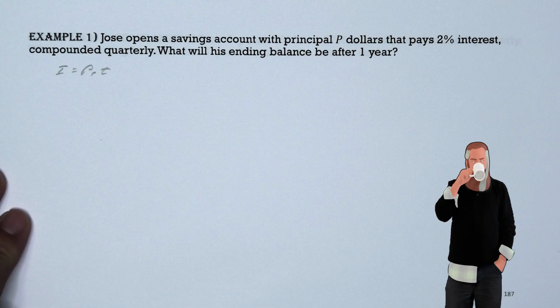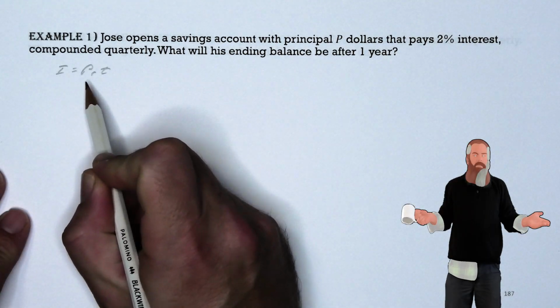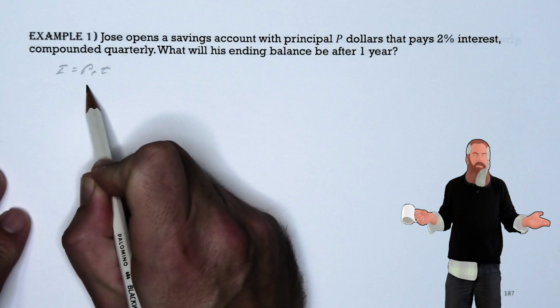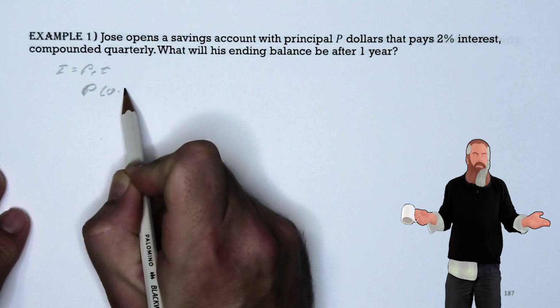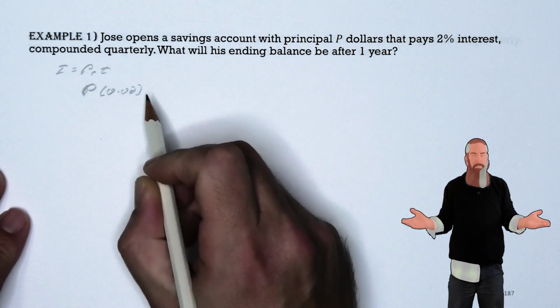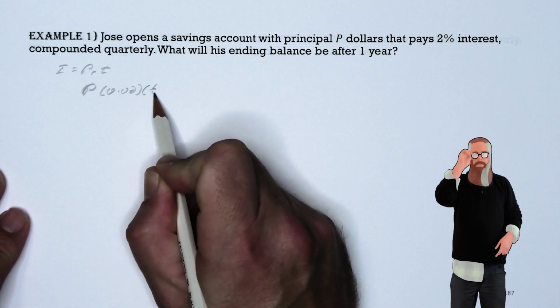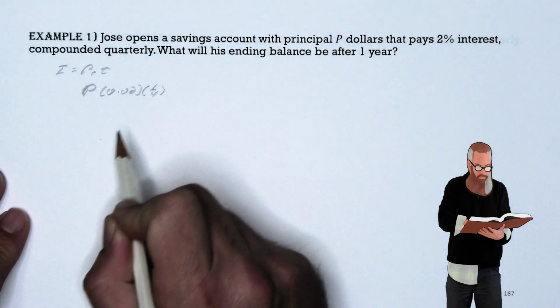Let's start by using the simple interest formula where I equals PRT. This means we're going to wind up with whatever that principal amount of money is times 0.02, the interest rate as a decimal, and 1 over 4 because it compounds quarterly.